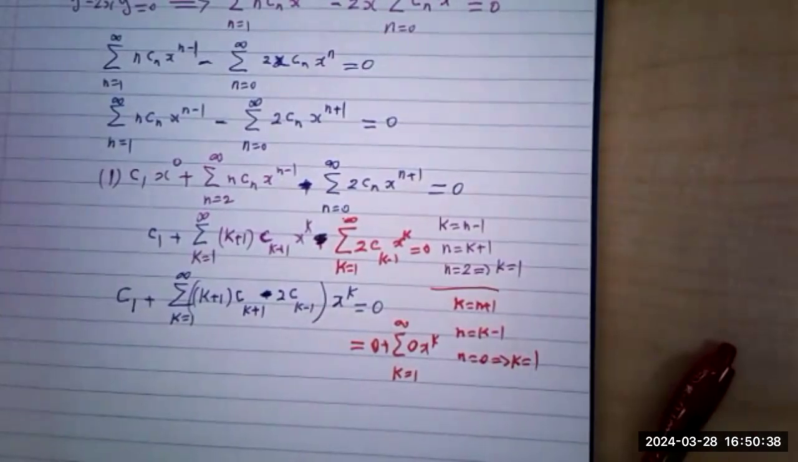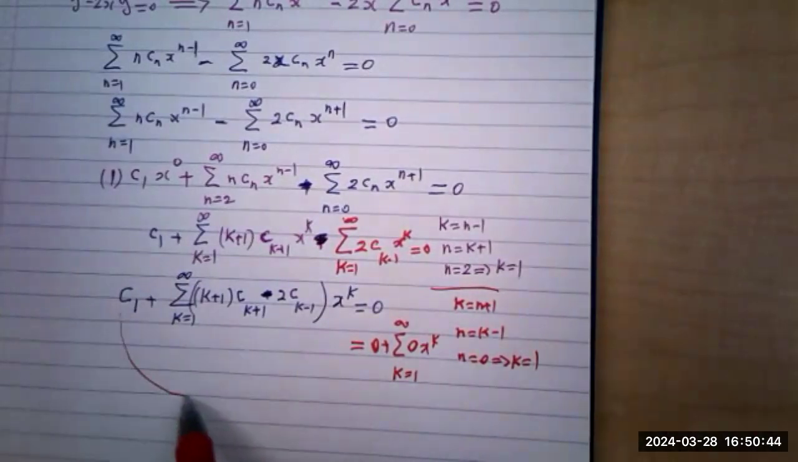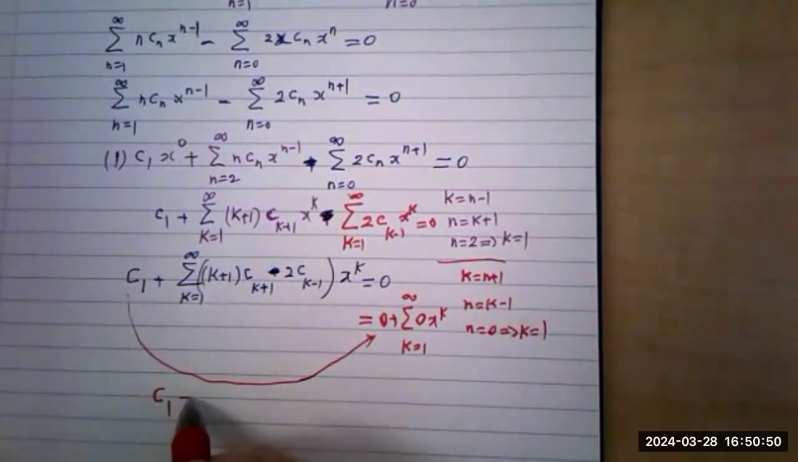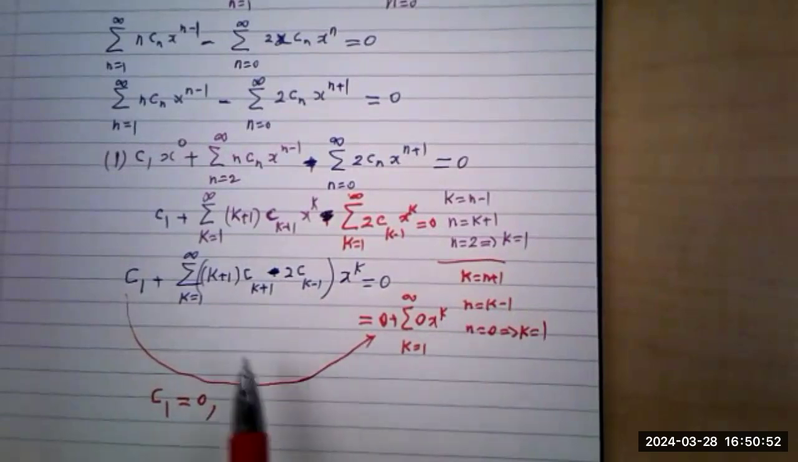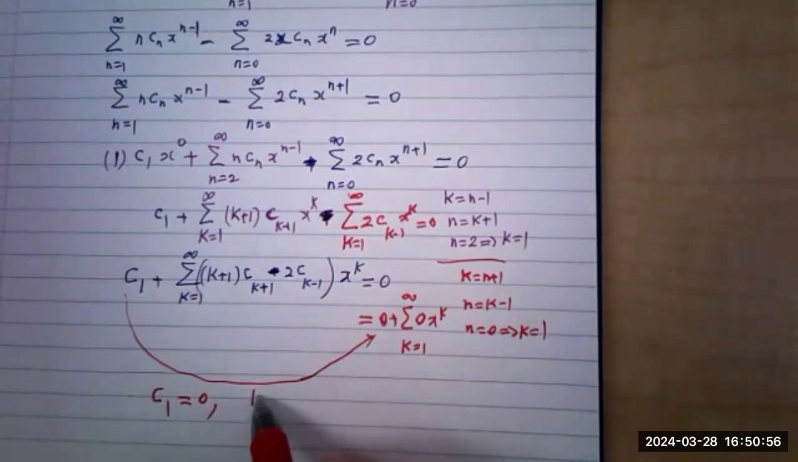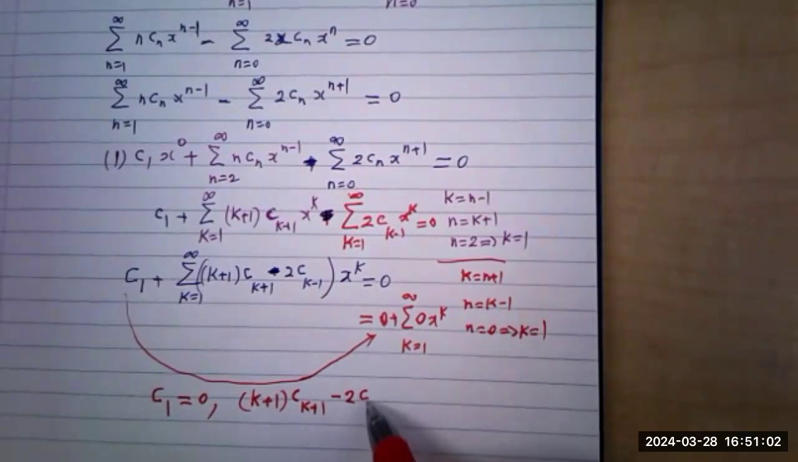Because two series are going to be the same if their coefficients are the same. So the coefficients are going to be what? So this means C1 is equal to 0. Okay, so we get C1 is equal to 0. And the coefficient of the series over here is what? It is (k+1) C_{k+1} minus 2 C_{k-1}. Okay, this is going to be equal to 0.